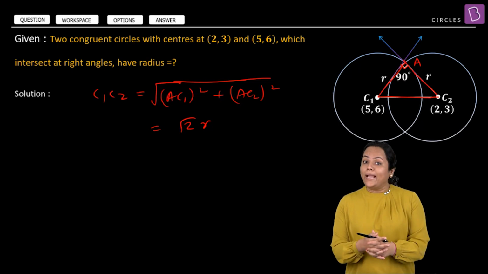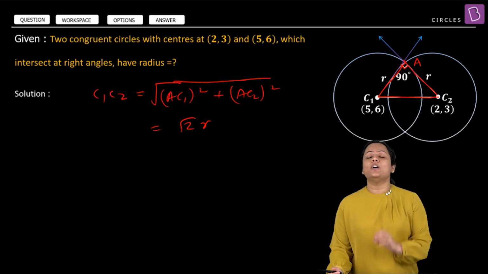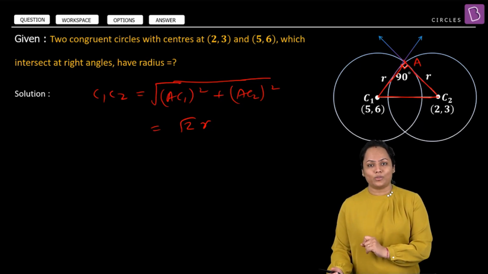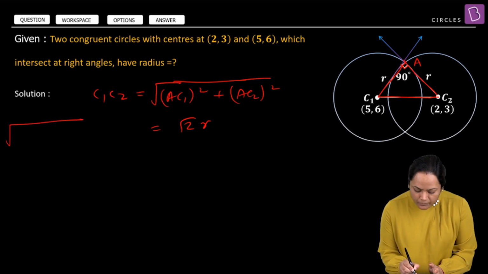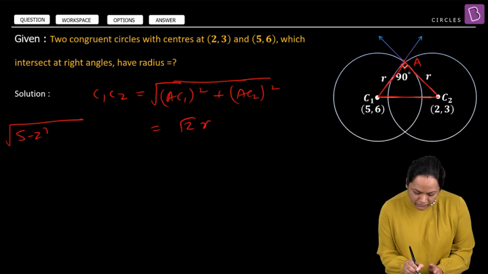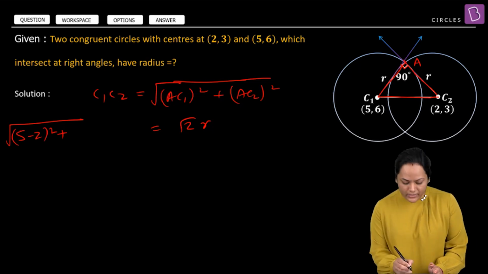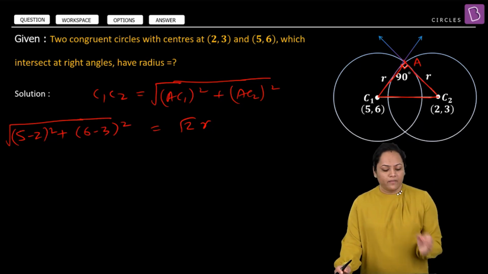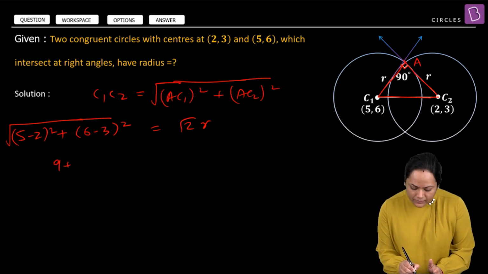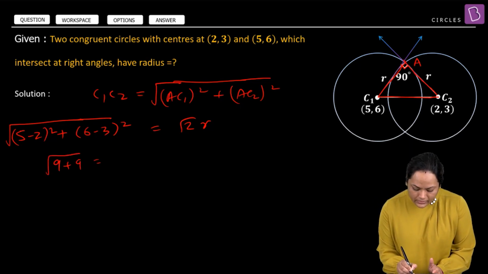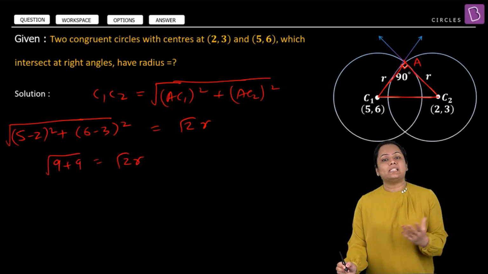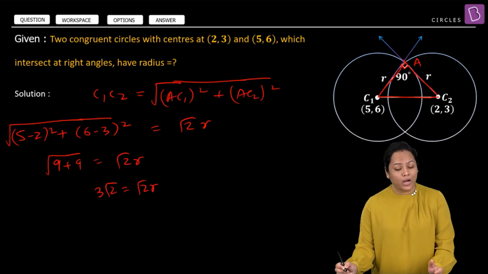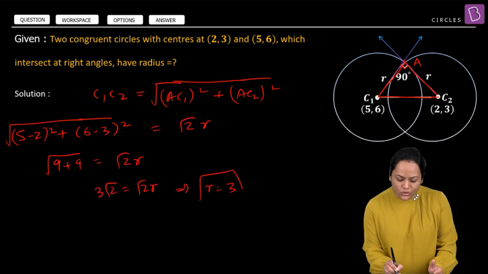Using which formula? Well, the distance between two points, that is root over (x1 minus x2) whole squared plus (y1 minus y2) whole squared, right? So this will become root over (5 minus 2) whole squared plus (6 minus 3) whole squared. 5 minus 2 whole squared, well, that is 9, plus 6 minus 3 whole squared is again 9. So we got this relation. 9 plus 9 is 18, and root over 18 is 3 root 2. So finally I've got 3 root 2 is equal to root 2 r, and that means my value of r is actually equal to 3.